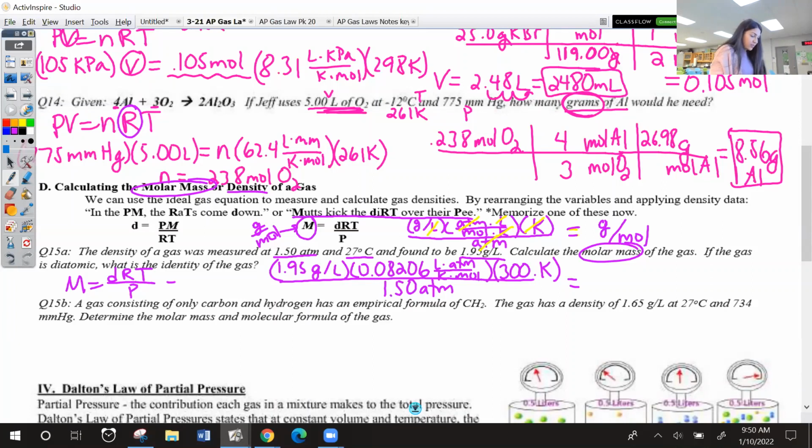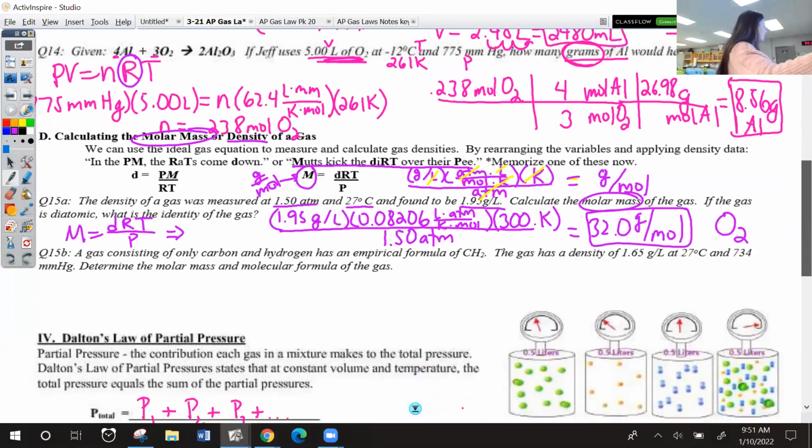0.08206 times 300 divided by 1.5. I am getting 32.0 grams per mole. If this were diatomic, the second question, what is the identity of the gas? Somebody unmute, what should this be if it were diatomic? Oxygen. Yes, it would be O2, perfect. Because we know oxygen is 16 grams per mole, so that would be O2.